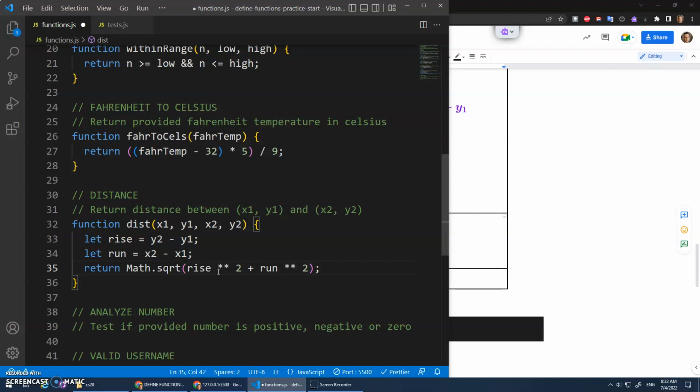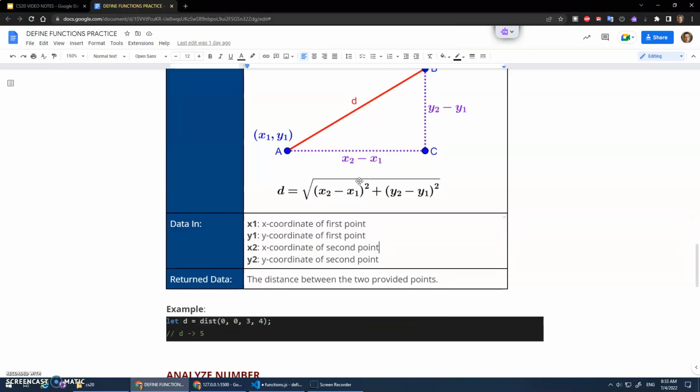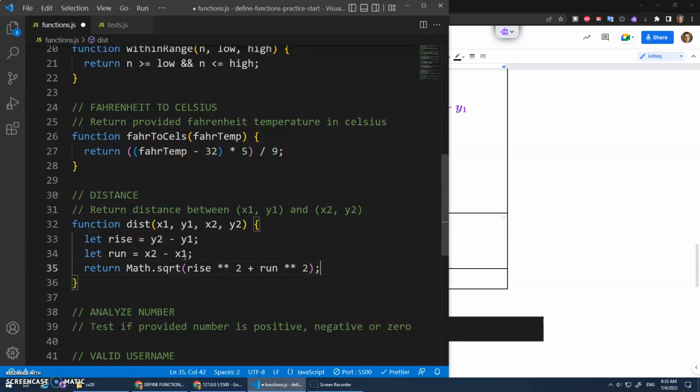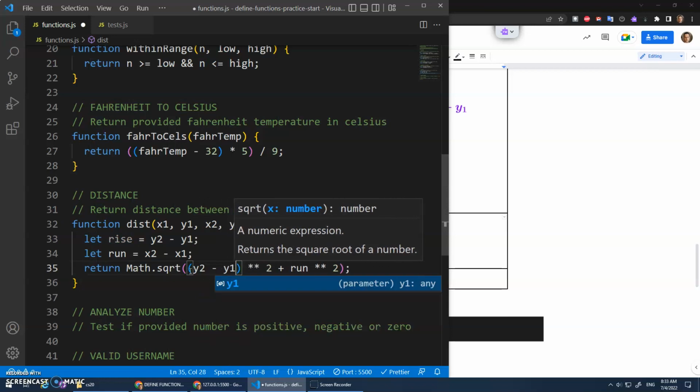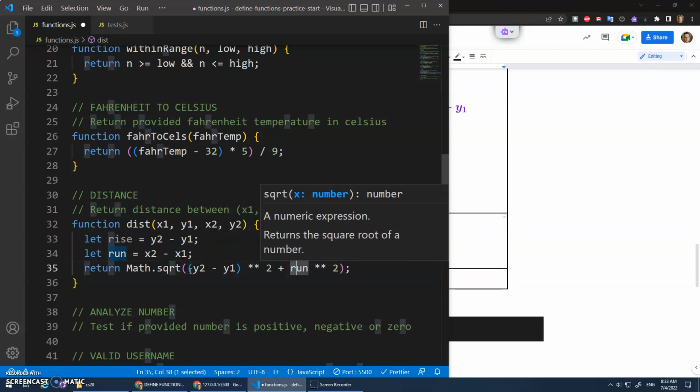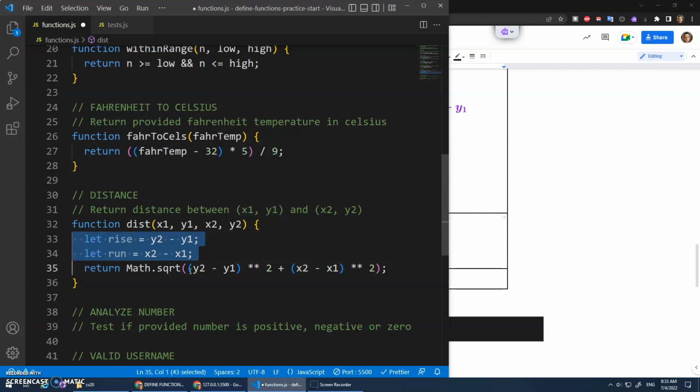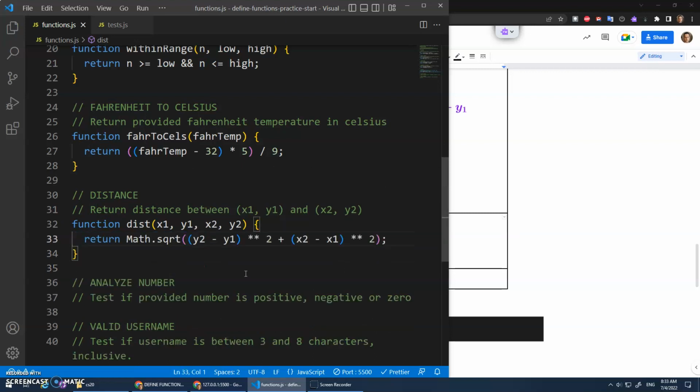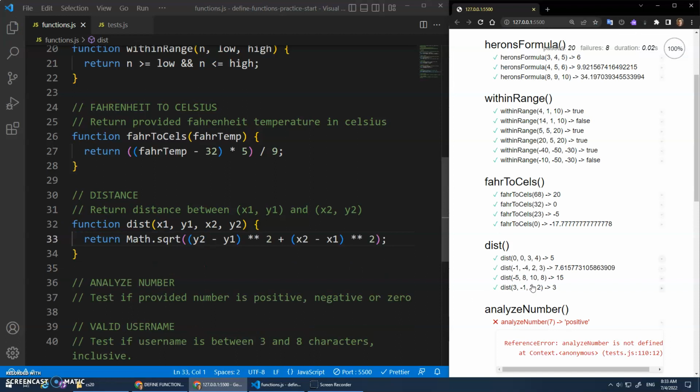Right? That star star is to the power of 2. So rise squared plus run squared. Let me just double check. Rise squared plus run squared, and then the square root of that. Or run squared plus rise squared, doesn't matter. Yeah, that should work. Now, we don't have to do this. We could replace the rise with y2 minus y1, and we could replace the run with x2 minus x1. They should both work. This is just a matter of preference.